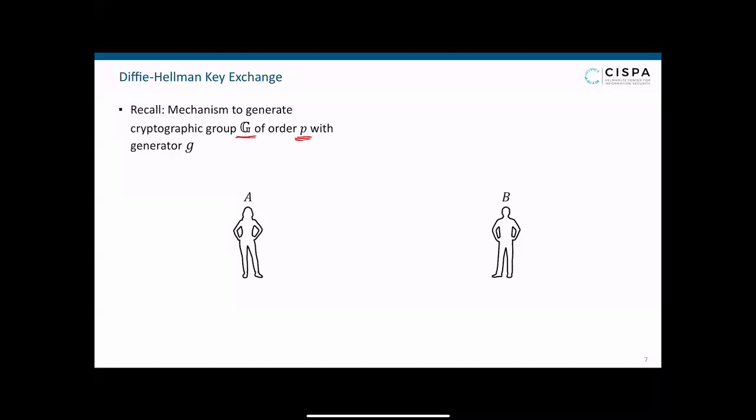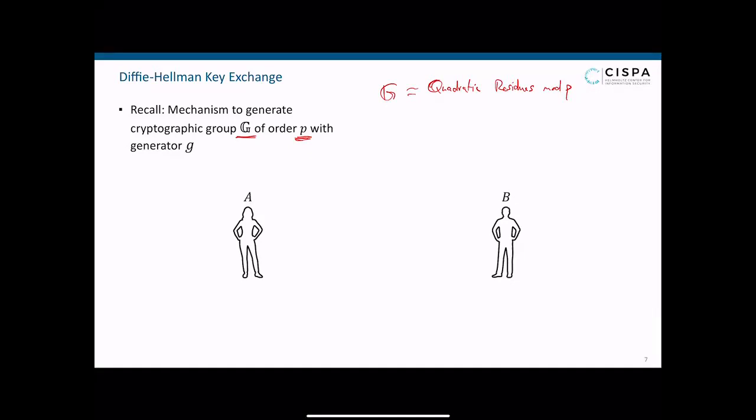So let's take a cryptographic group G, and recall G can be either this group of quadratic residues mod P, right? The first one I've been talking about, and the use of this group was actually suggested in this original paper by Diffie and Hellman. Quadratic residues modulo P, or elliptic curve groups.